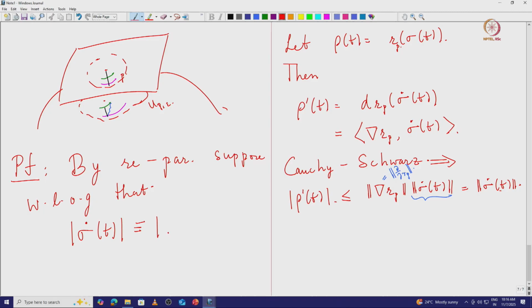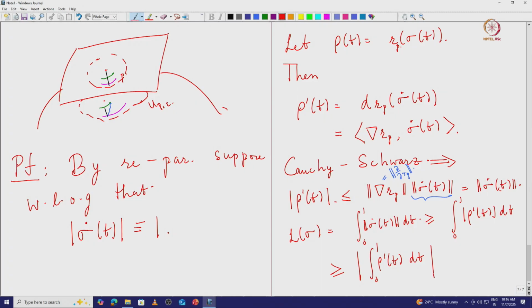So now if you integrate the two sides, note that the length of sigma is precisely the integral of the speed, okay, but then what this says is that this is bigger than the integral of the absolute value of rho prime of t, but then by the triangle inequality applied to Riemann sums, this is bigger than or equal to the absolute value of this integral, which by the fundamental theorem of calculus is just rho of 1 minus rho of 0, okay. So this is exactly what we had claimed, okay.